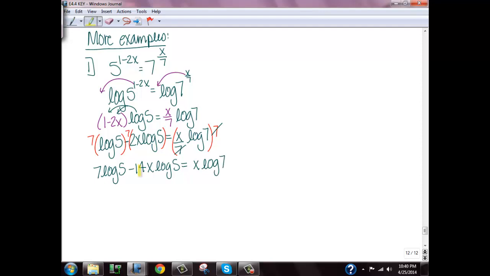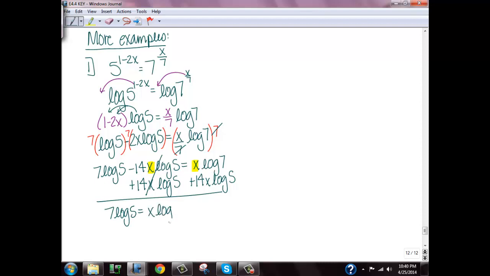Now remember, we're solving for x, so every term that has an x in it I need to get on the same side. So I'm going to go ahead and add 14x log 5 to both sides to move that one over. Okay, because one's a log 5 and one's a log 7, I can't combine them, so I'm just going to leave it as it is: 7 log 5 equals x log 7 plus 14x log 5. Okay. And now that all my x's are on the same side, I can get x by itself by factoring it out like a greatest common factor.